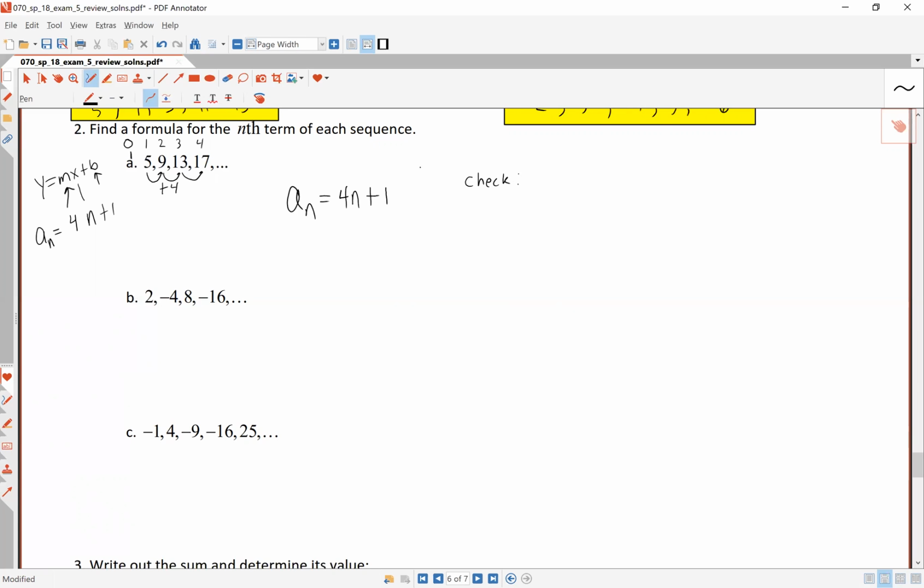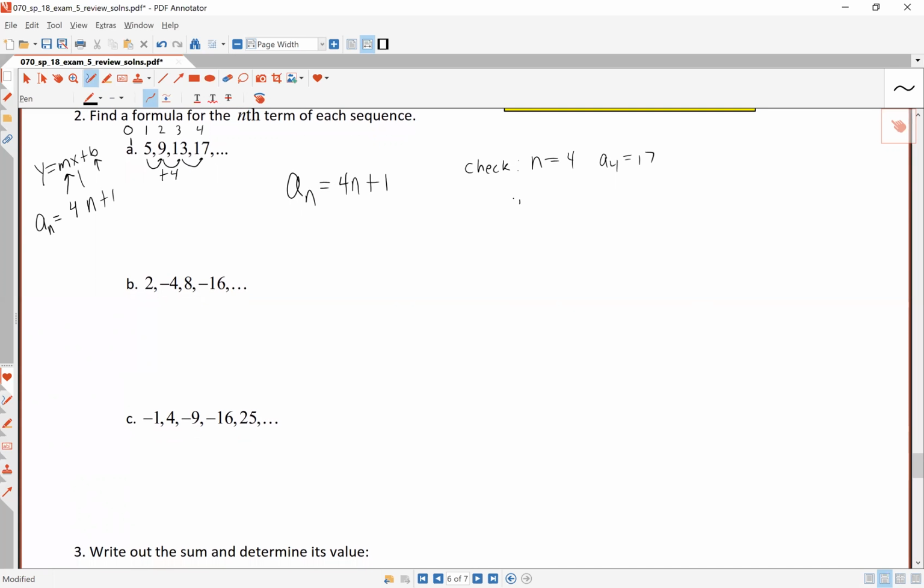We check that by saying, well, if n is 4, a sub 4 should be 17. A sub 4 is 4 times 4 plus 1, which is 16 plus 1, which is 17. So we get those kinds of answers if we're adding the same number every step.